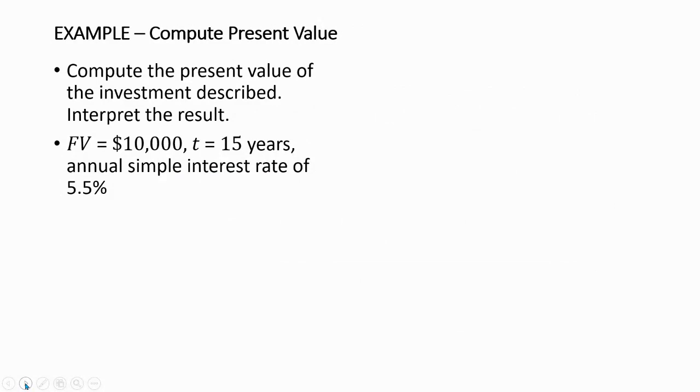So we need to compute the present value of the investment described and interpret the results. So my future value is 10,000 and it's 15 years and my annual simple interest rate is 5.5%. So first thing we need is our present value formula. And that is PV equals, for present value, future value divided by 1 plus the rate times the time.